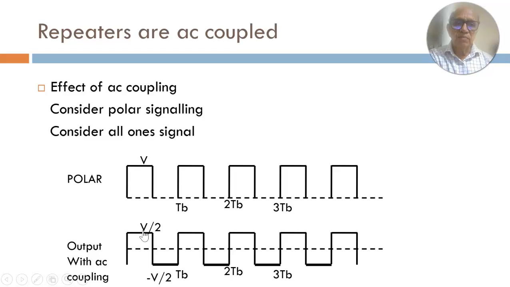So what can we do? At the receiver, we can use a clamping circuit so that it restores the DC value. It will shift the whole waveform upward, so you'll get your original polar signal and you will get your noise margin back. However, there are problems in using this clamping circuit.